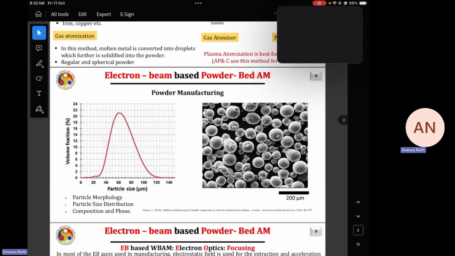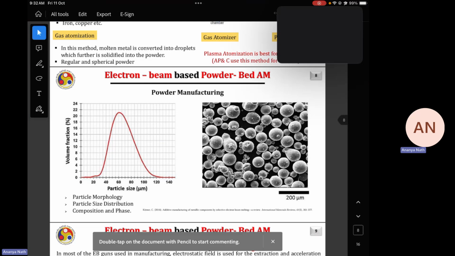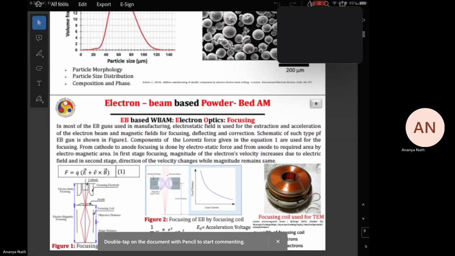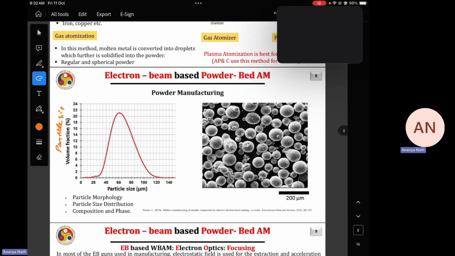Then this is the powder distribution graph. It follows Gaussian nature, and just assume this is particle size.